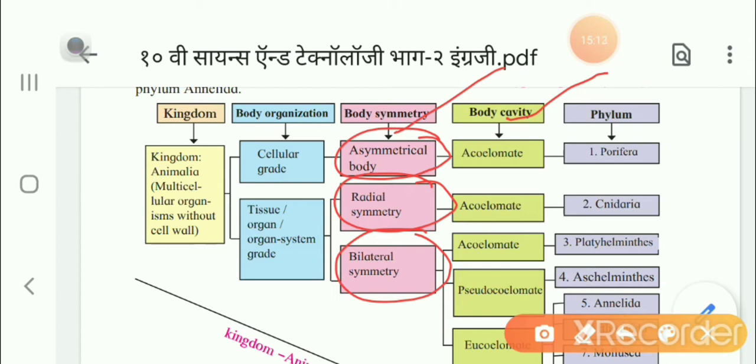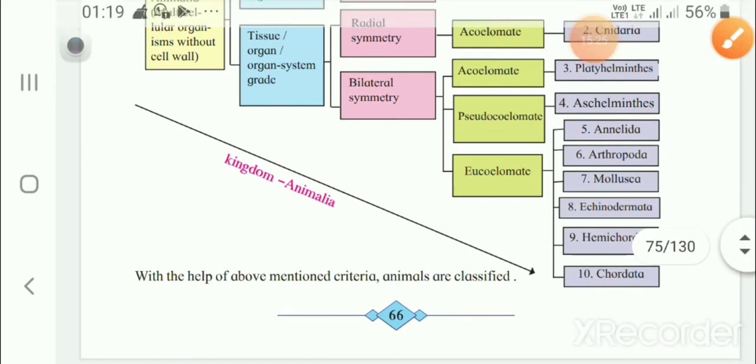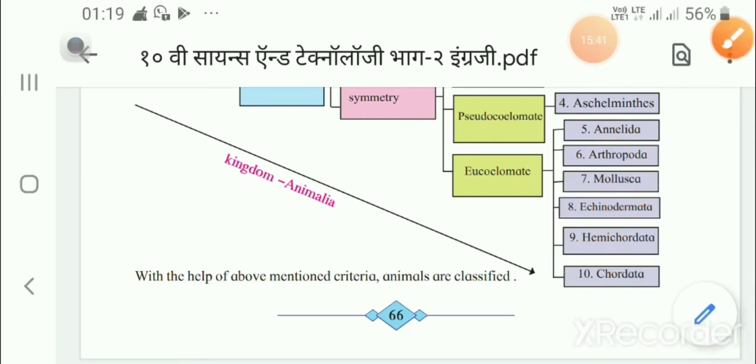Now further here we can see, children, 10 phyla are there. First is phylum Porifera, Cnidaria, Platyhelminthes, Aschelminthes. Further we can see here, children, Annelida, Arthropoda, Mollusca, Echinodermata, Hemichordata, and last is the Chordata. So this is the classification according to the criteria which are used to classify the different organism.